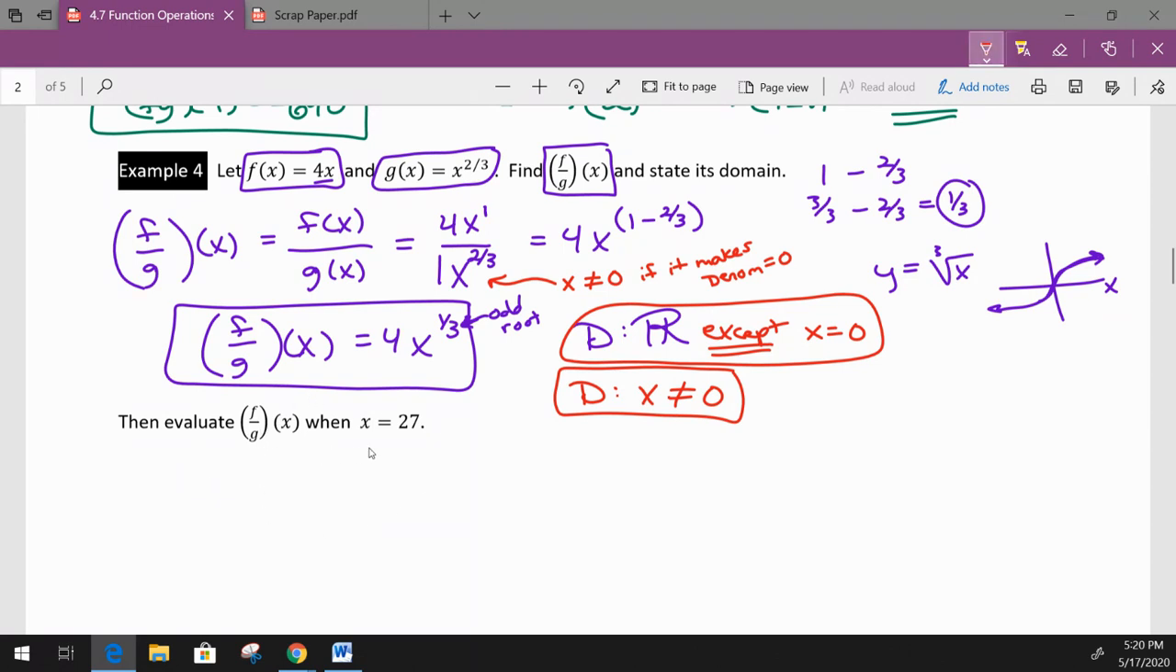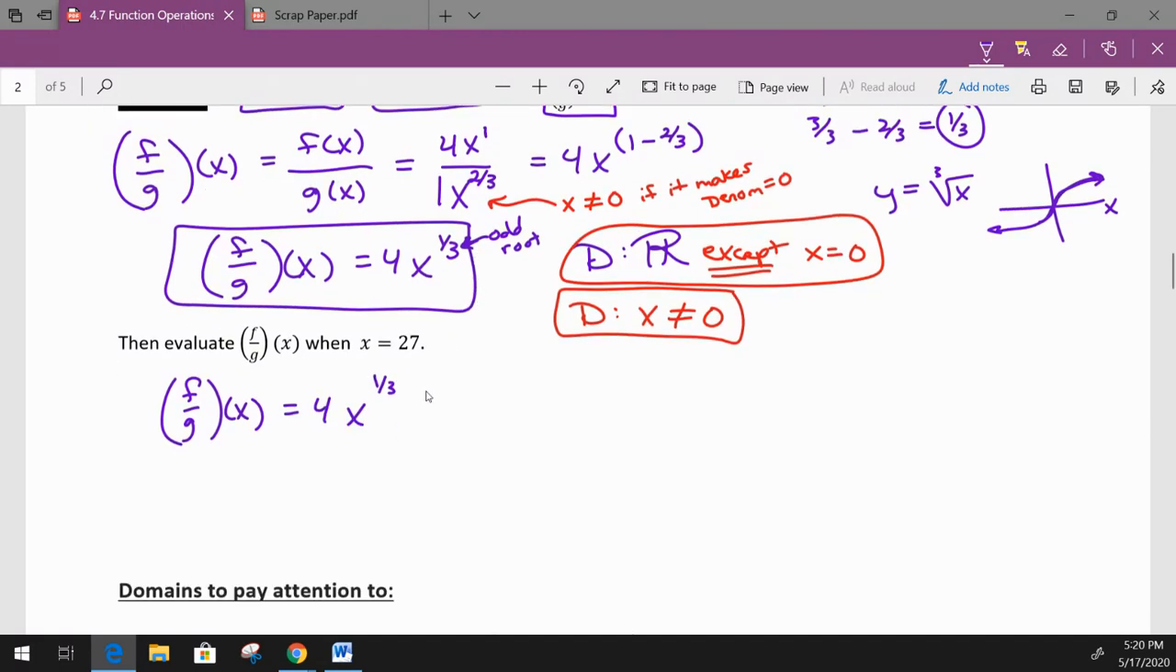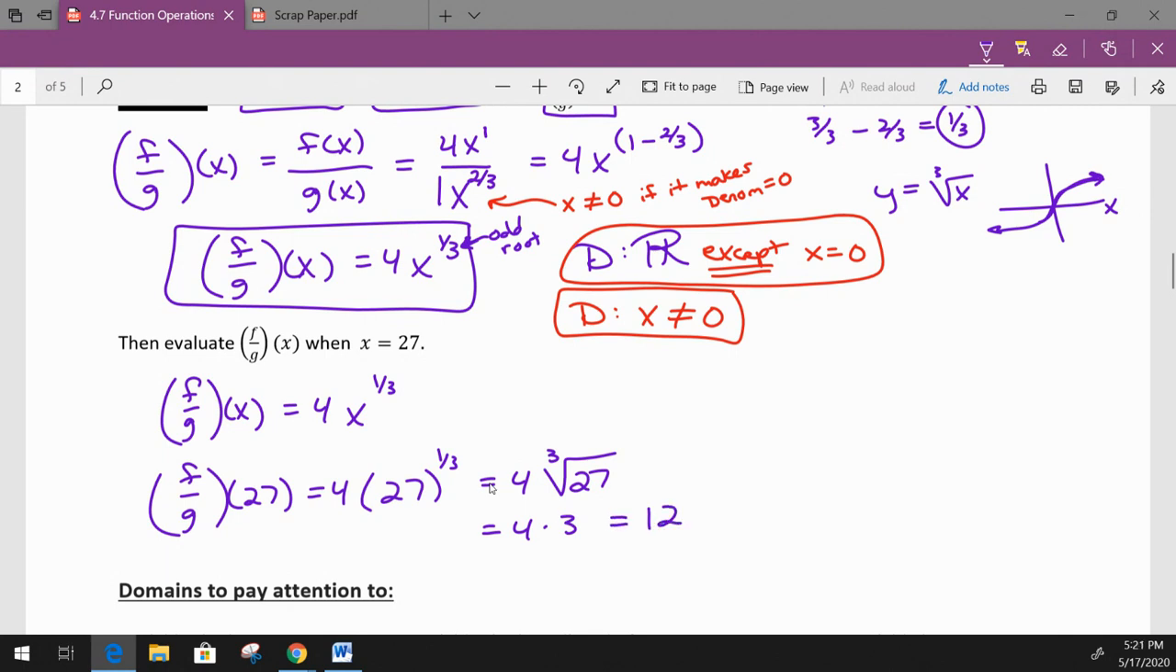All right, so the next piece of this, we are evaluating now the f over g of x when x equals 27. So f over g of x is 4x to the 1/3 power. We have that right here. So now if I'm substituting 27 in the place of x, I'm going to take 4 times 27 to the 1/3 power. And hopefully by now you're recognizing that when you take something to the 1/3 power, it is the same as taking a cubed root of that number. The cubed root of 27 is 3, and 4 times 3 is 12. So f over g of 27 equals 12.